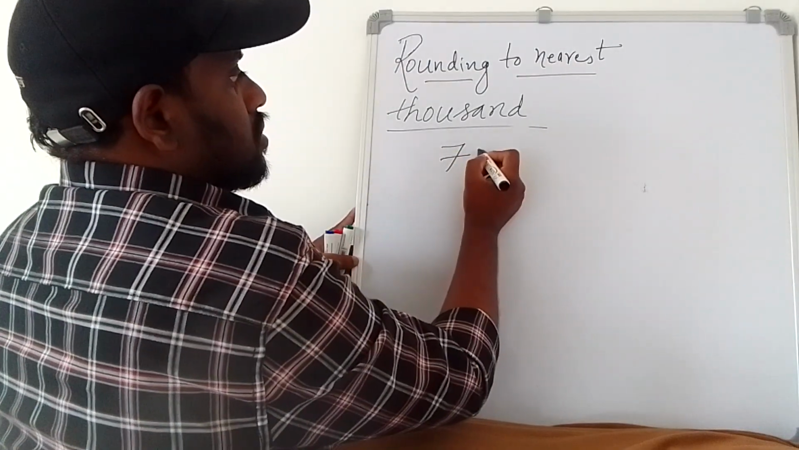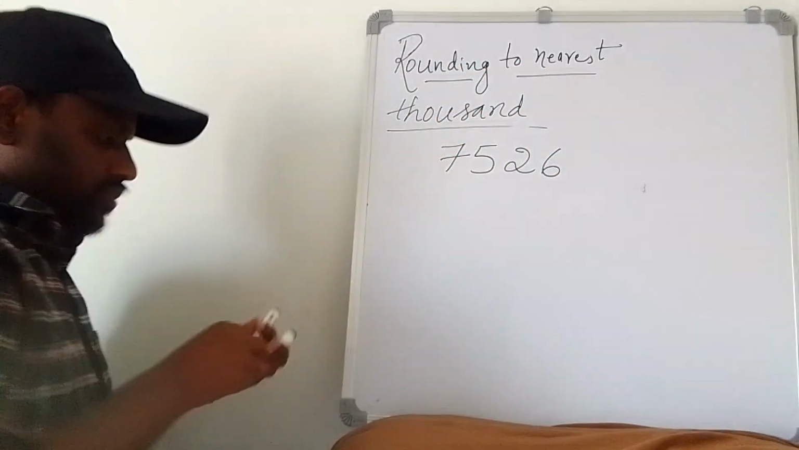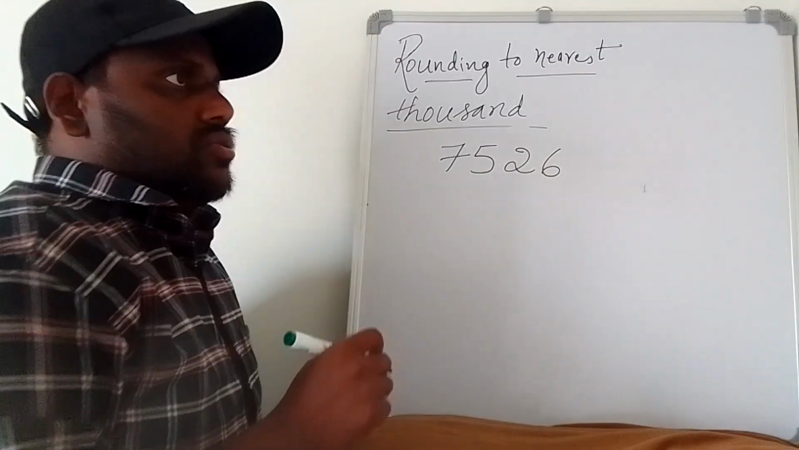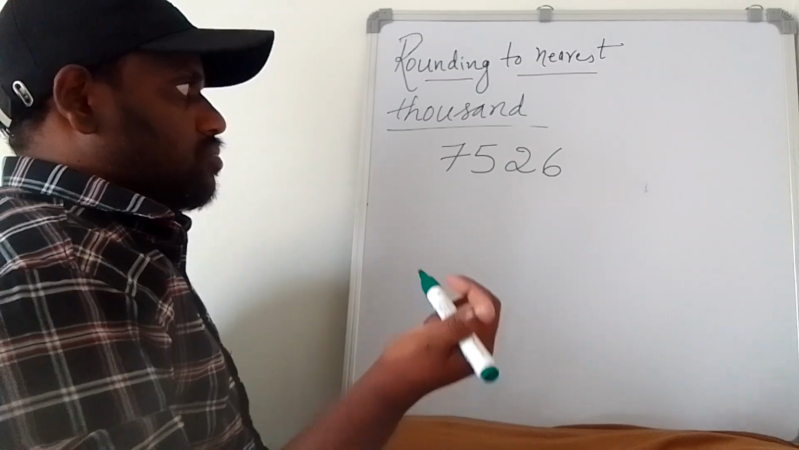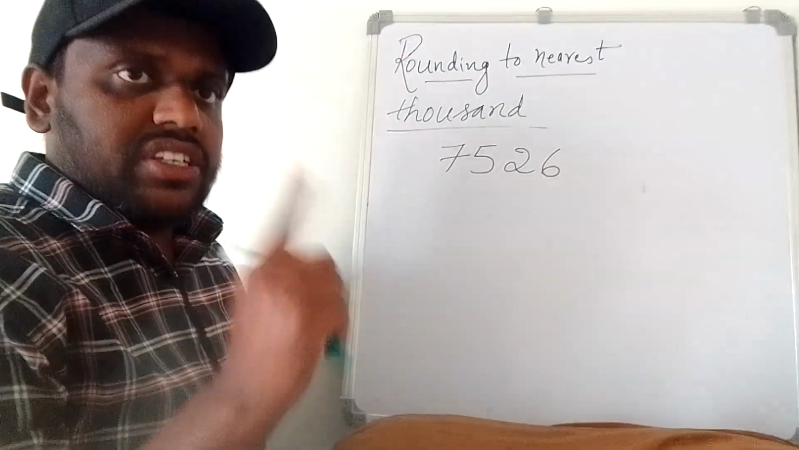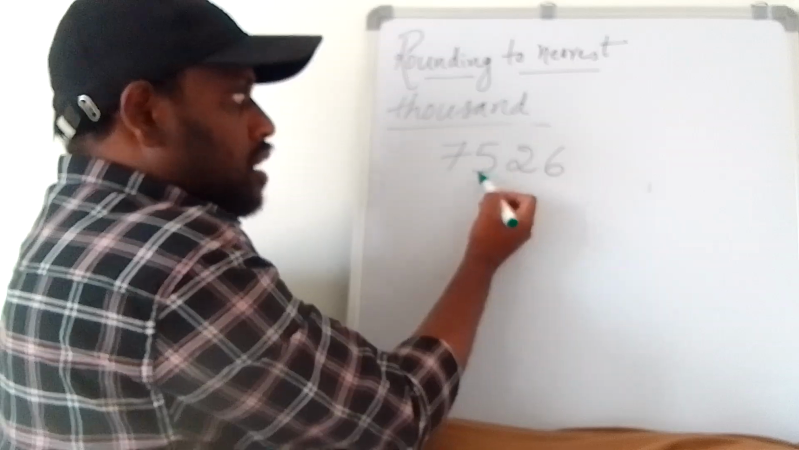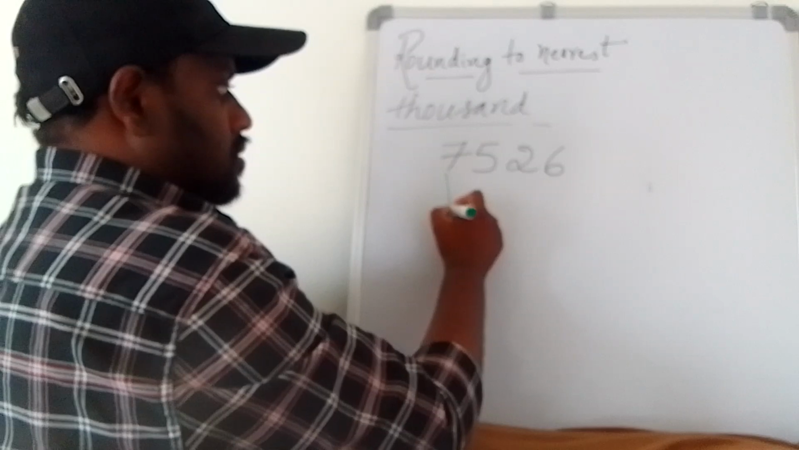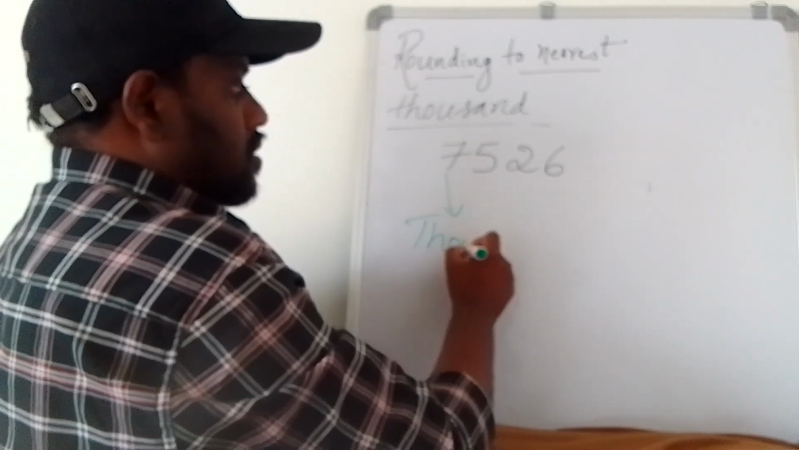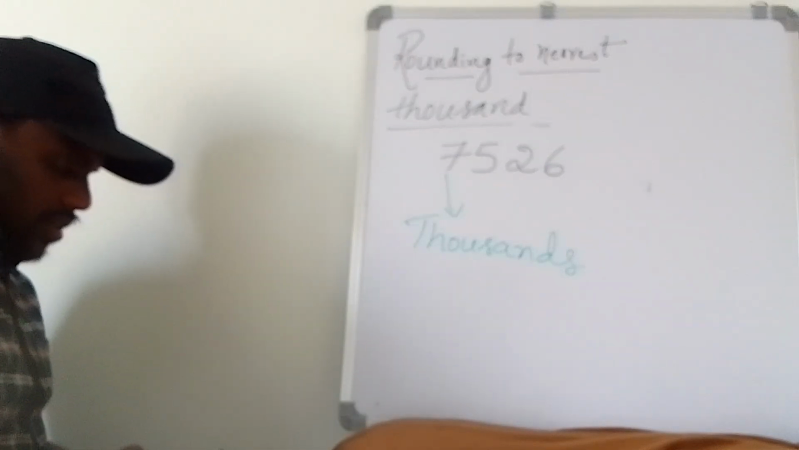7,526. Okay, so we are rounding to the nearest thousand. So first, identify the digit which is in the thousands place. See, this 6 is in ones place, this 2 is in tens place, this 5 is in hundreds place, this 7 is in thousands place. Thousands place.